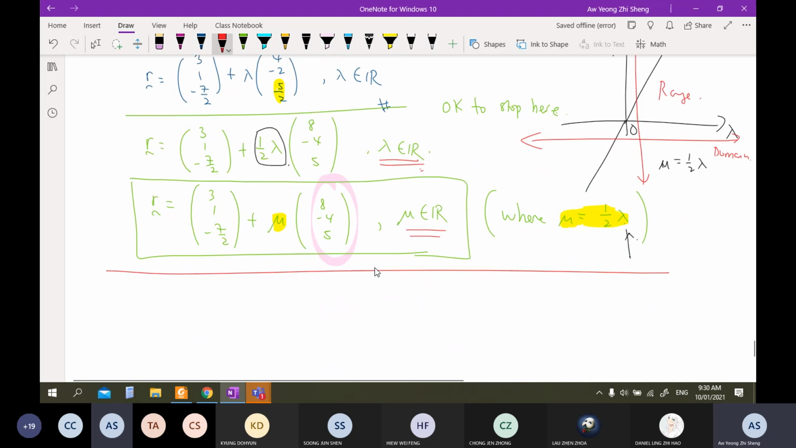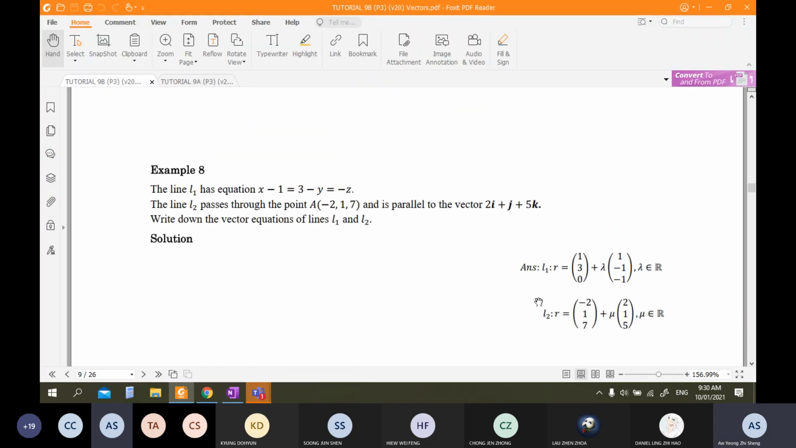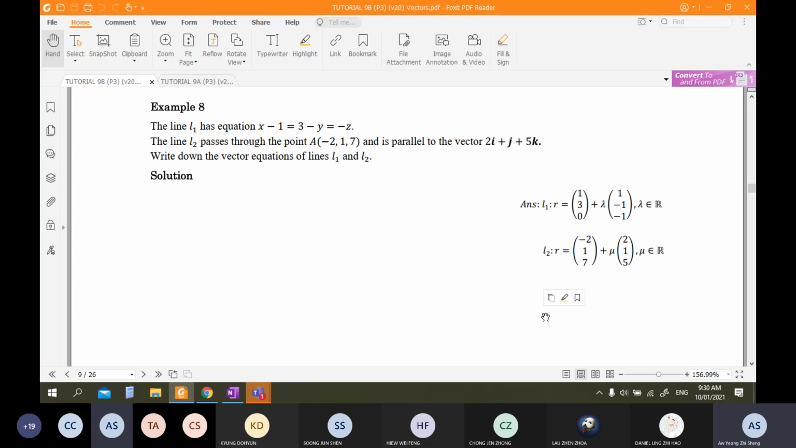Okay. Now next, example 8: you're given two lines, one in Cartesian equation, the other is just given a point and a direction vector. Write down the vector equation, and this one is very easy.